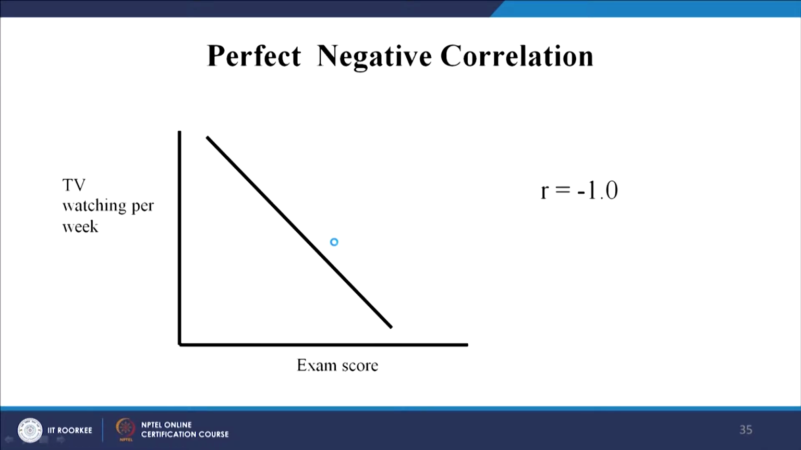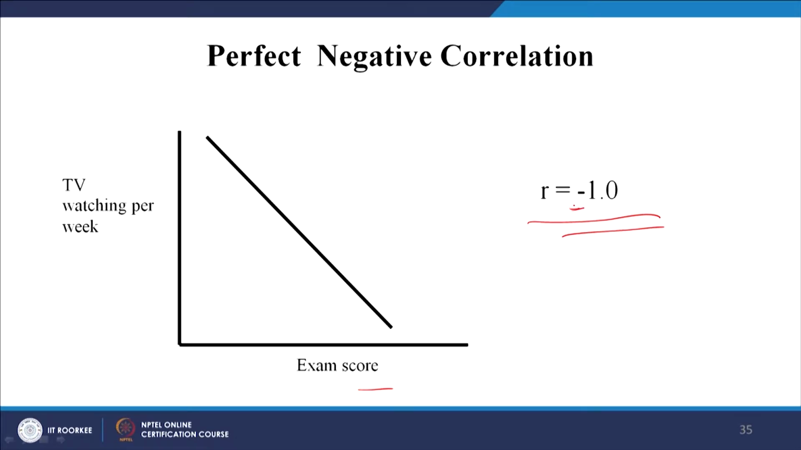Okay. Now, this is a perfect negative correlation, you see, TV watching per week and scores in the exam, right. So, my relationship is negative: as my TV watching is high, my marks are low, and as the TV watching goes down, my marks are increasing. A perfect correlation, but the direction is inverse, a negative relationship.